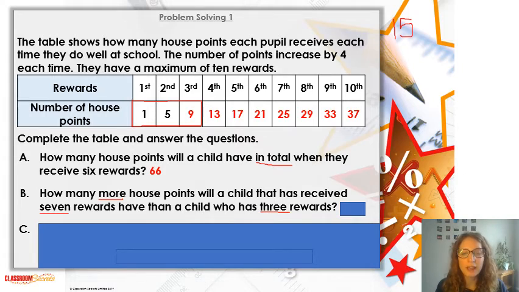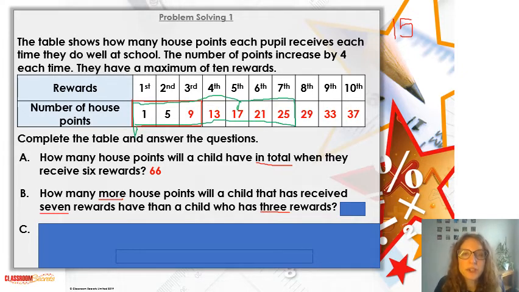Okay, and then we need to work out how many if they were 7th. Okay, so I'm going to go, sorry, lost my pen there. So we need to go all the way along up to 7. Okay, so pause the video and have a go at adding those together.